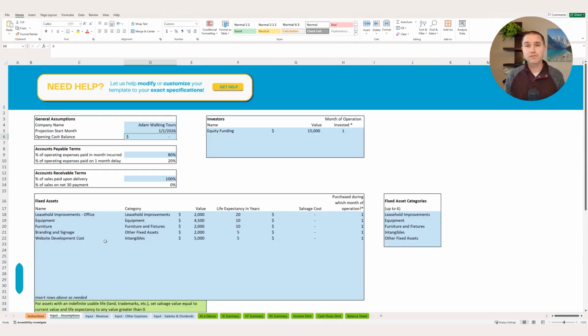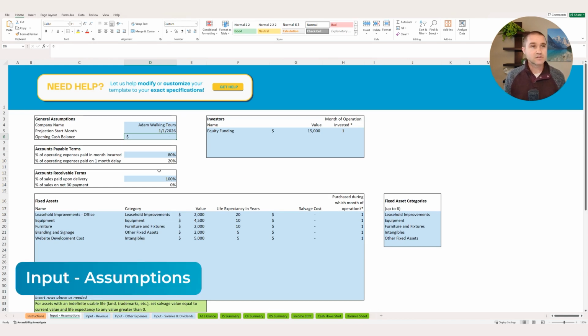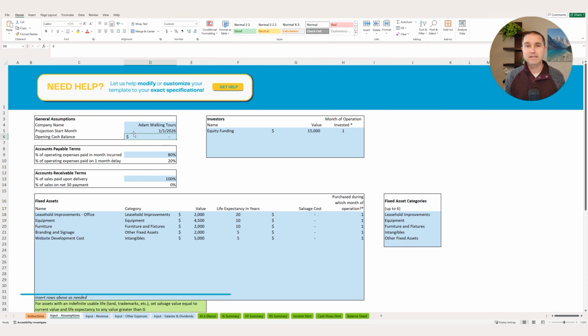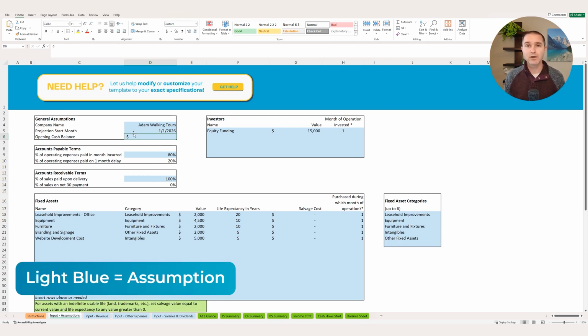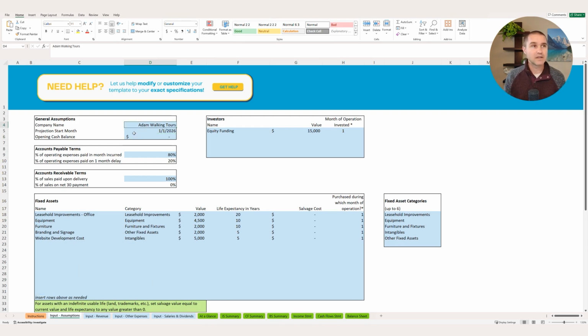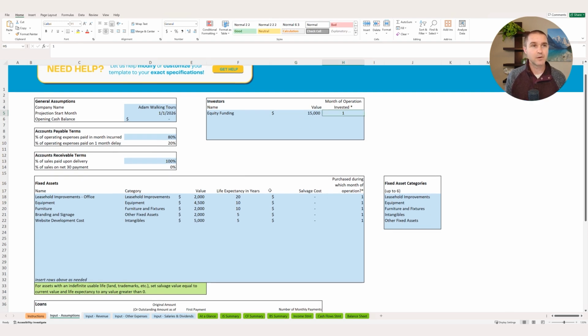Now, in order to produce all of these reports, tables, and graphs, we have a little bit of work to do. We have to go back to our input tabs and input our assumptions. The first thing you need to know is that every cell that's highlighted in blue is an assumption you can change without breaking anything in the model. So we've got our company name. We're going to assume this is a startup, and we can set our projection start month. Our opening cash balance is 0 because we're a startup. Let's say we made a personal investment of $15,000 to help start the business, and then we're also going to put in an SBA loan down here in a moment.